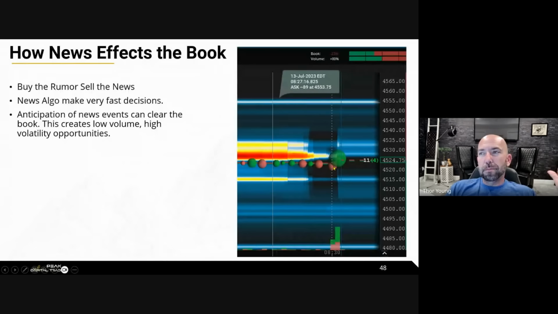The order book is massively affected by news as well. So you need to really pay attention to this kind of stuff. You can actually see how the order book clears ahead of news events.